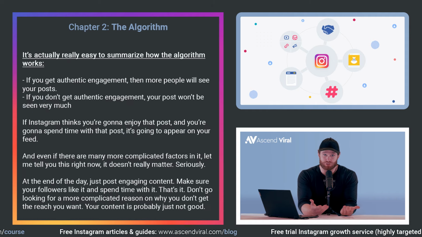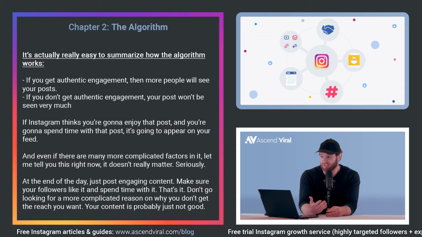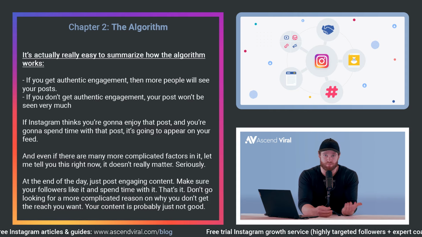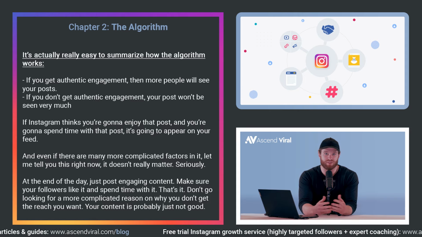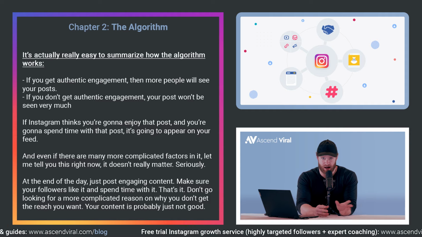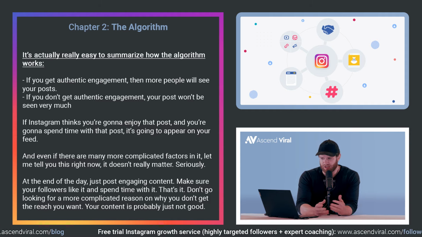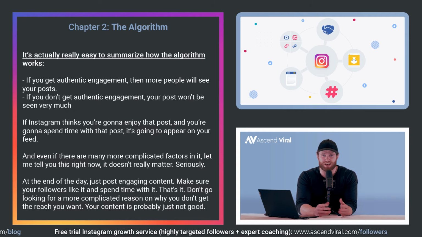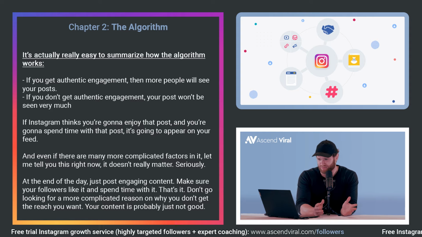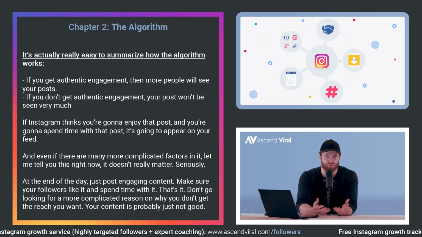But it's actually really easy to summarize how the algorithm works. If you get authentic engagement, then more people will see your posts in hashtags, in the Explore, in Reels, in the home feed, everywhere. There are some factors here, obviously, but that's really about as complex as it needs to be. There's some level of initial reaction that determines your rank, like how well your content does based on the first percentage of people who see it, but that's not nearly as important as you'd think because it all goes back to if you get authentic engagement or not.